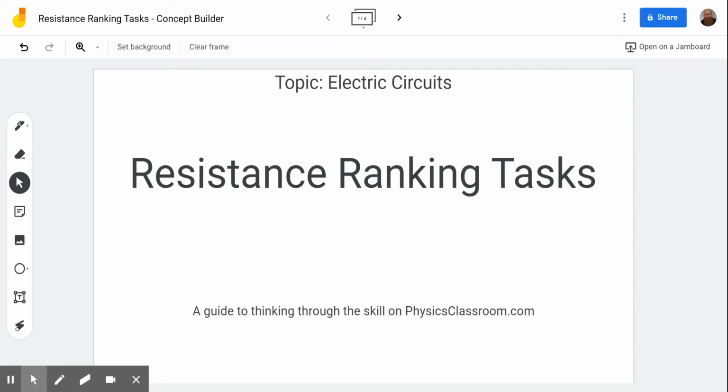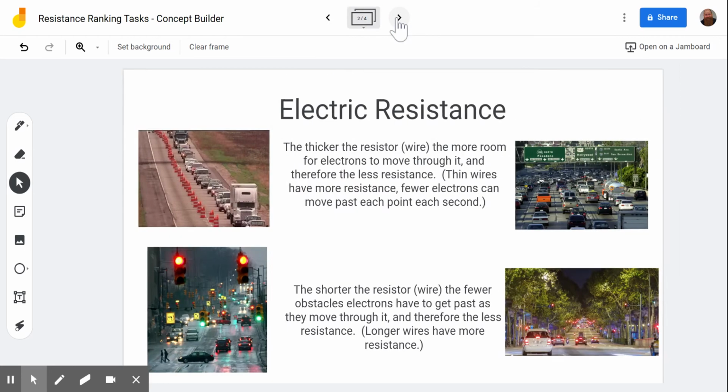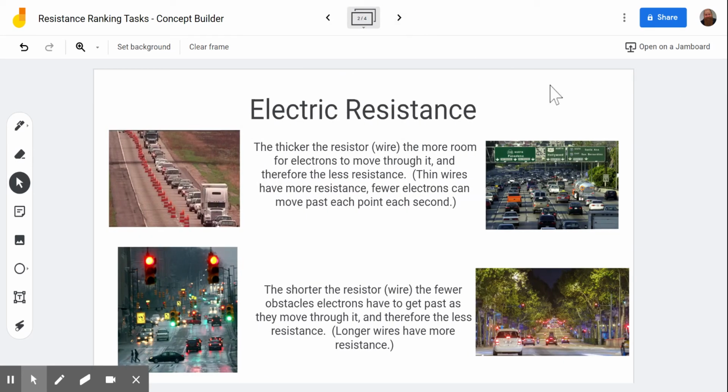Today we're going to be looking on physicsclassroom.com under the topic Electric Circuits at the concept builder titled Resistance Ranking Tasks. So resistance is one of the three main characteristics of an electric circuit. Electric resistance tells you how hard it is for the current to flow through that particular material. So how much work is that material doing at slowing down the current?